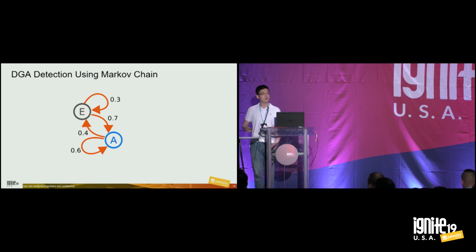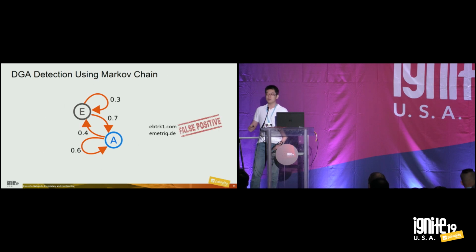But a domain looking like DGA does not mean that it's actually DGA. For example, these two cases. They look like DGA, but actually they're not. So that means the Markov chain can cause false positives.